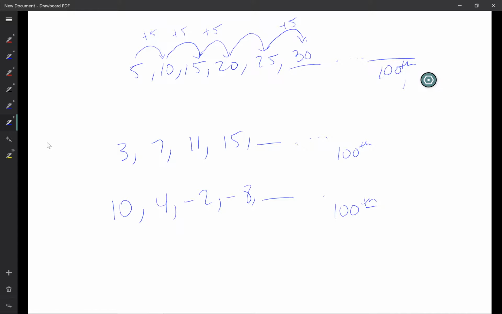But we're going to get more detailed. We're going to ask, what is the hundredth number in this sequence? Now that gets harder, because you don't want to keep counting by fives. There's got to be a better way, and that's what this lesson's about. How do you find any number in the sequence?